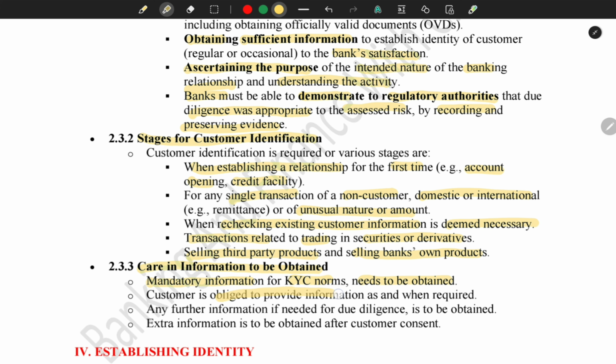Like, the customer is obliged to provide the information as and when required. Let's suppose any further information is needed for due diligence; if you think that some more information is needed, you must get that, and extra information is to be obtained after customer consent. Let's suppose you are taking the financial statement of a small businessman while opening the account. Now that financial statement is not in the basic requirements of customer identification, then you must take the customer's consent before demanding that financial statement.